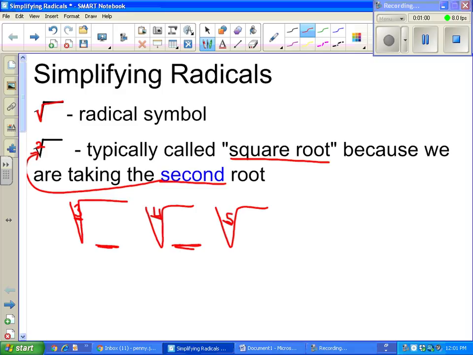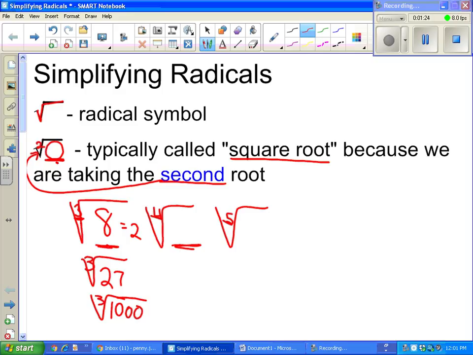What that means is I'm asking myself what times itself twice is going to give me what's underneath. If I take the third root, I'm asking what times itself 3 times is going to give me this. Like, what's the third root of 8? Okay? Or the third root of 27? Or the third root of 1,000? Okay, I'm asking what number times itself 3 times is going to give me 8.